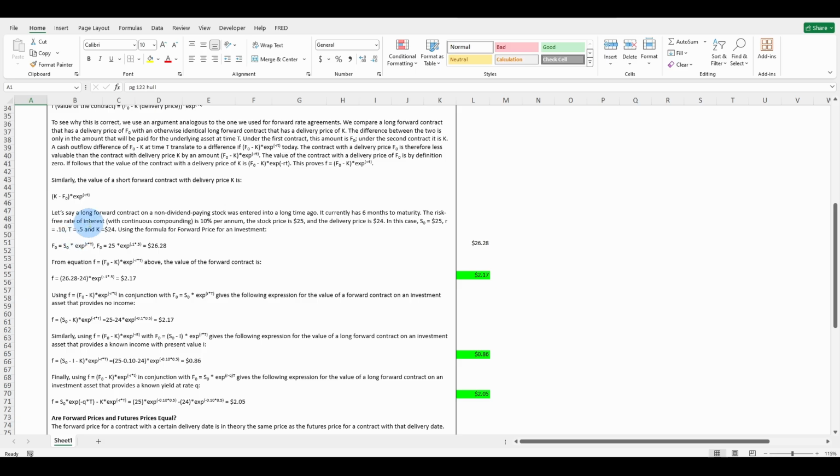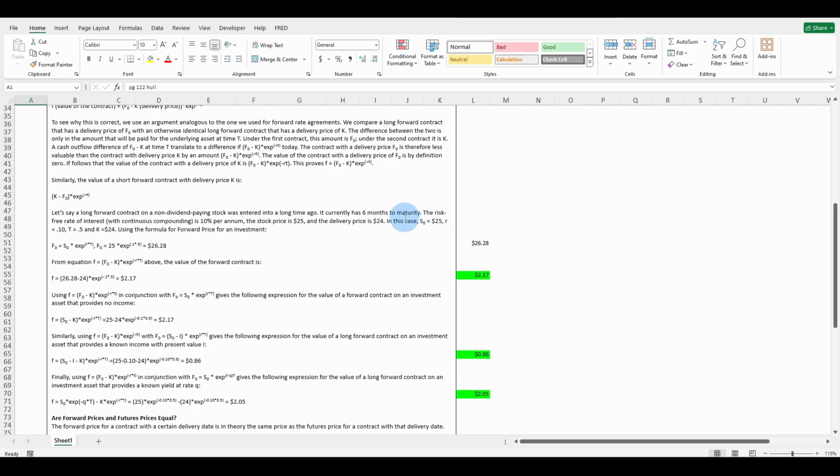Let's say a long forward contract on a non-dividend paying stock was entered into a long time ago. It currently has 6 months to maturity. The risk-free rate of interest with continuous compounding is 10% per annum. The stock price is 25 and the delivery price is 24.